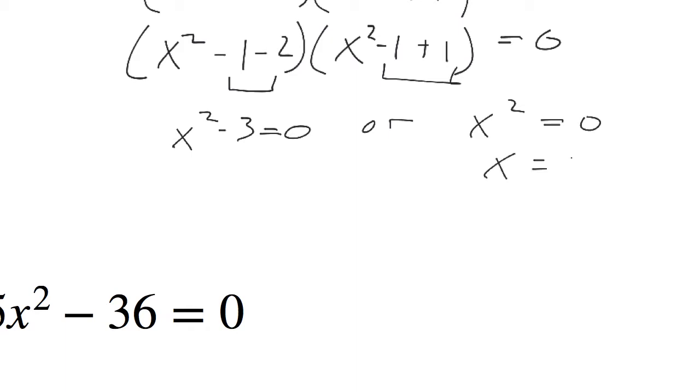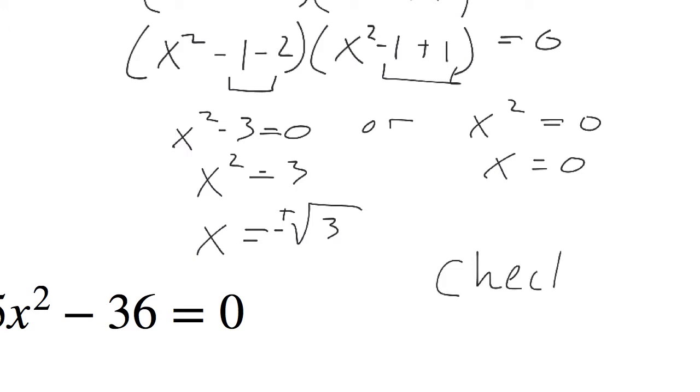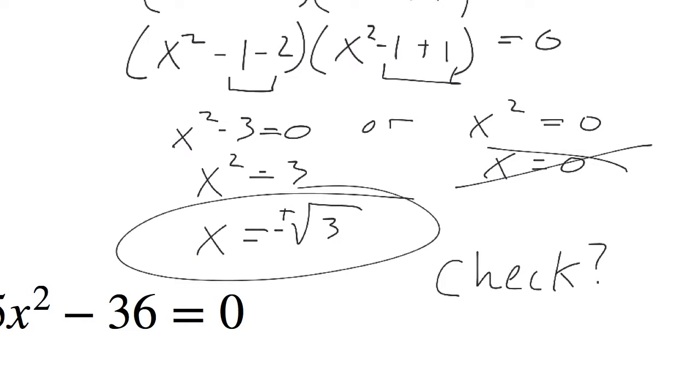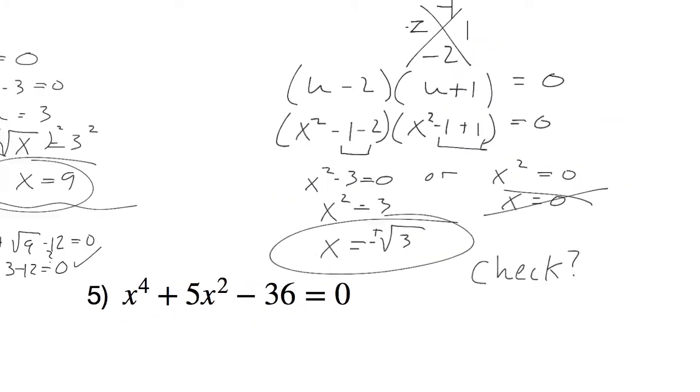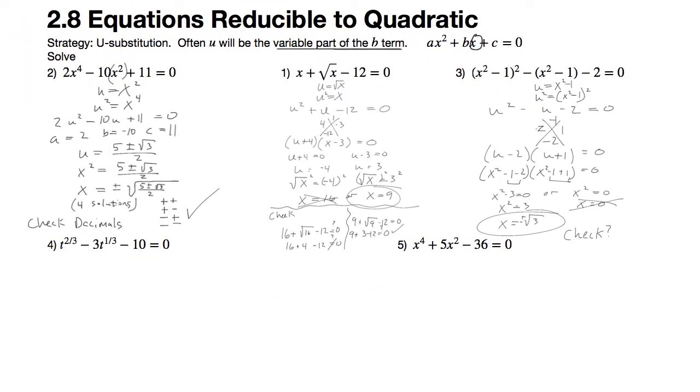And if we solve these, we get x is equal to 0. And if you solve the first one, you get x squared is equal to 3, or x is equal to plus or minus the square root of 3. Now if we check these solutions, we find that x equals 0 does not actually work. So there's two solutions here, plus or minus the square root of 3.